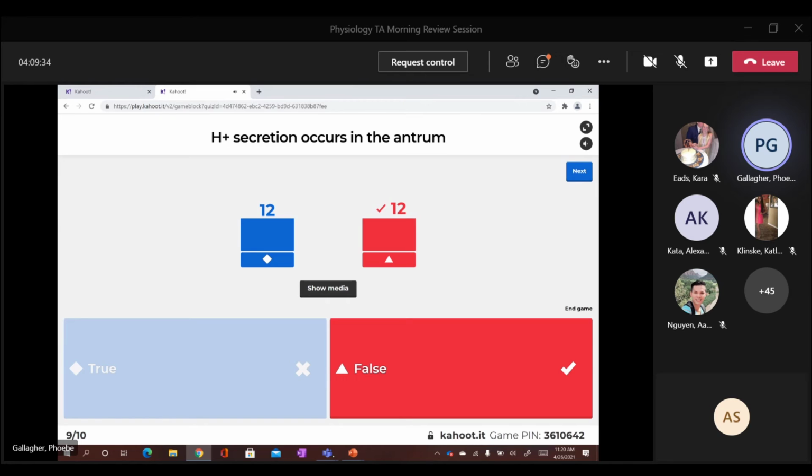Okay, so your antrum is towards the bottom of your stomach. That's going to secrete only bicarbonate and mucus. So the body of your stomach is going to be the one that's going to secrete all of the other stuff, including protons.